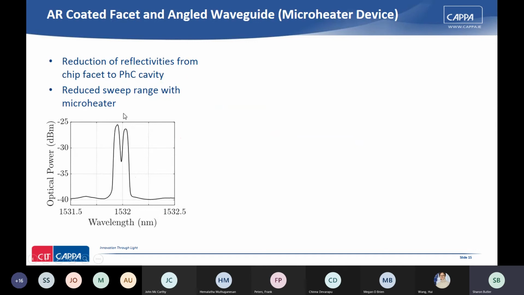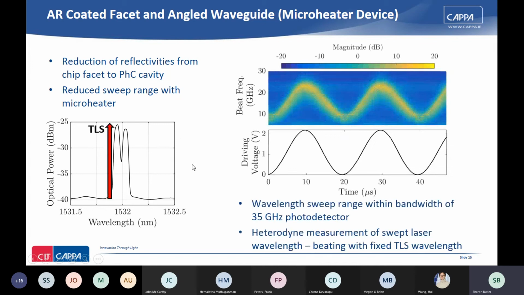We can reduce the depth of the comb lines by reducing the reflectivities using AR-coated facets and angled waveguides. In this case, the modulator was a microheater device, so it was less efficient heating, so we get a reduced sweep range from that. If we set the fixed TLS close to that sweep, so it's a more simple heterodyne measurement, and look at the time varying beating frequency, we again confirm the sweeping frequency.